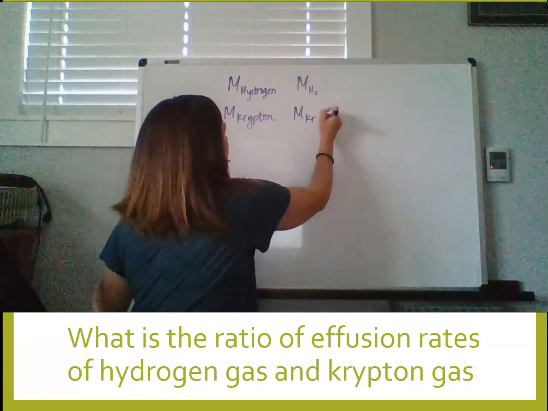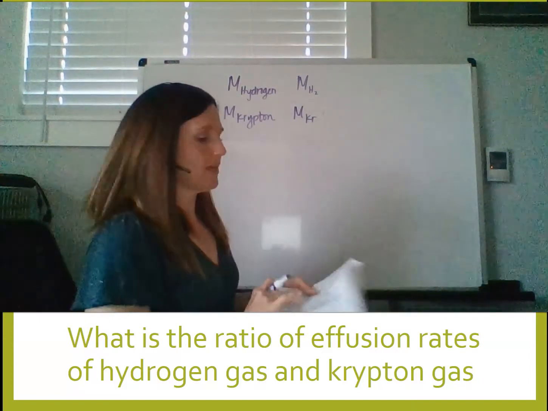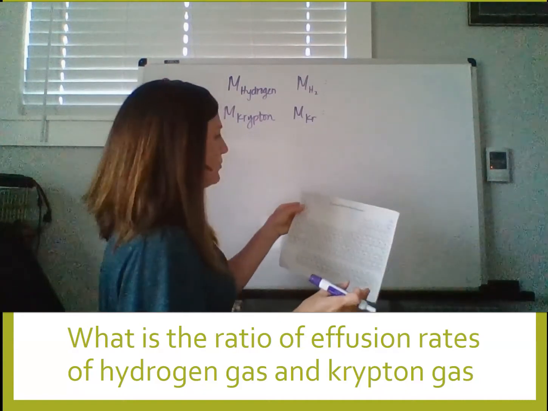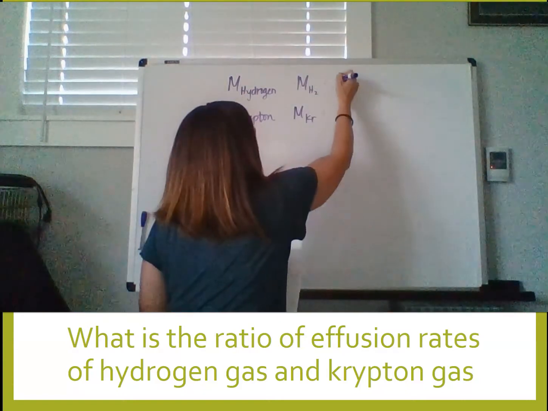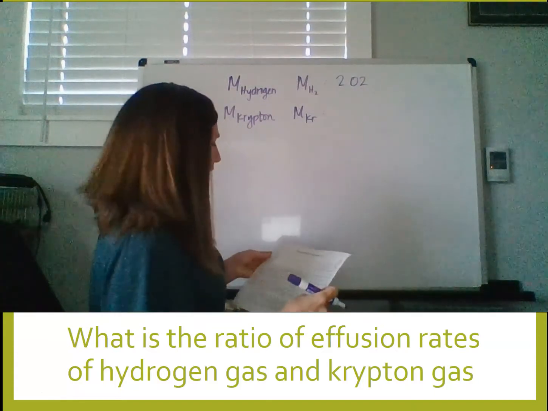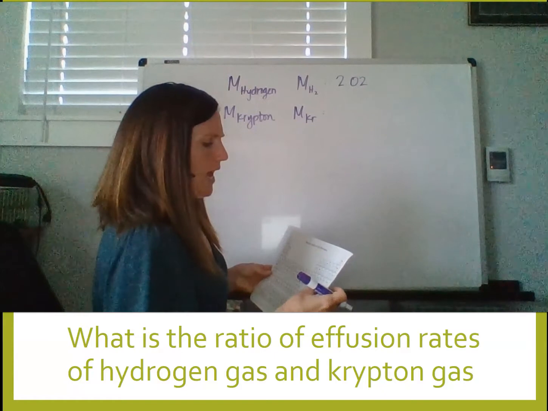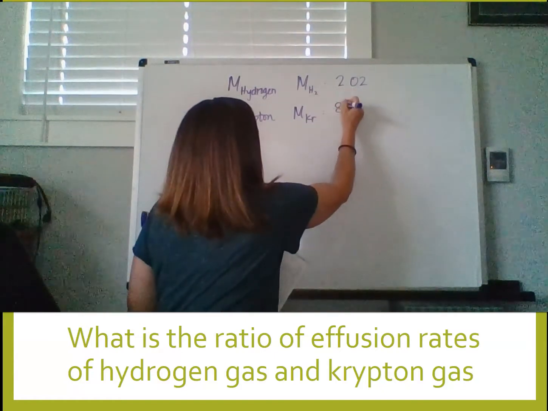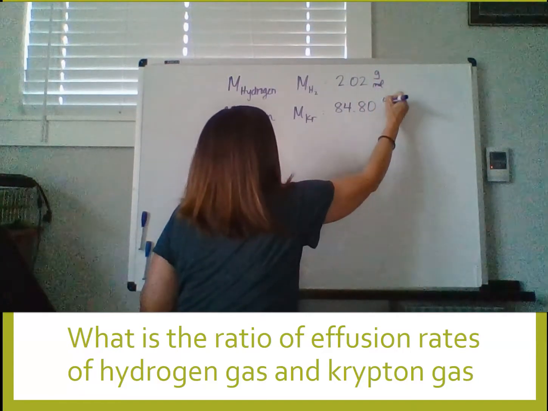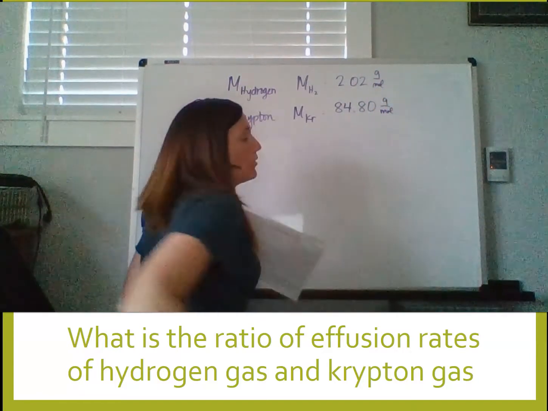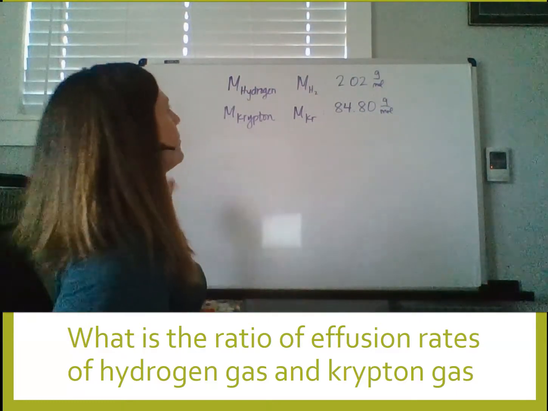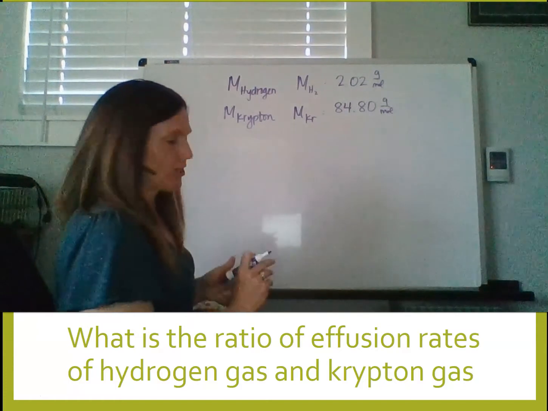So I'm just going to go look these up on the periodic table, and I find that hydrogen H2, so 1.01, its molar mass is 2.02. That's the molar mass of hydrogen gas. And krypton's molar mass is 84.80. Remember, that's grams per mole because it's molar mass. So I'm finding that from my periodic table. Now, the lighter one is hydrogen.